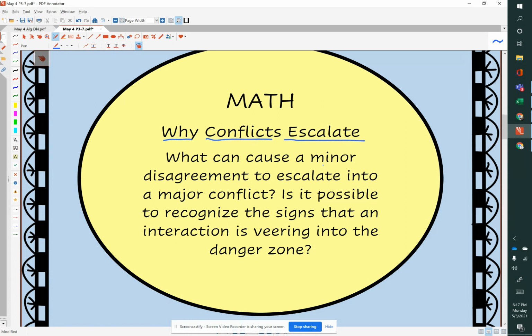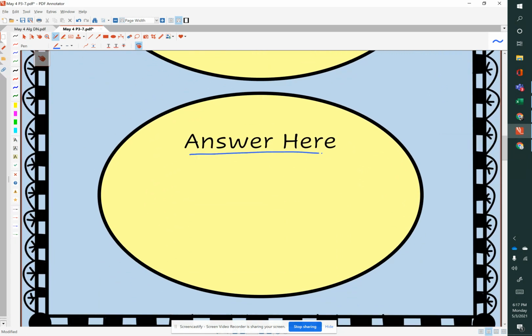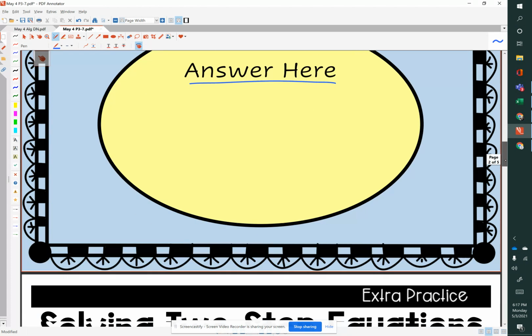Our do now is about why conflicts escalate. And our question is, what can cause a minor disagreement to escalate into a major conflict? And thinking about that, is it possible to recognize the signs that an interaction is veering into that danger zone? So think about that and talk about that right there.